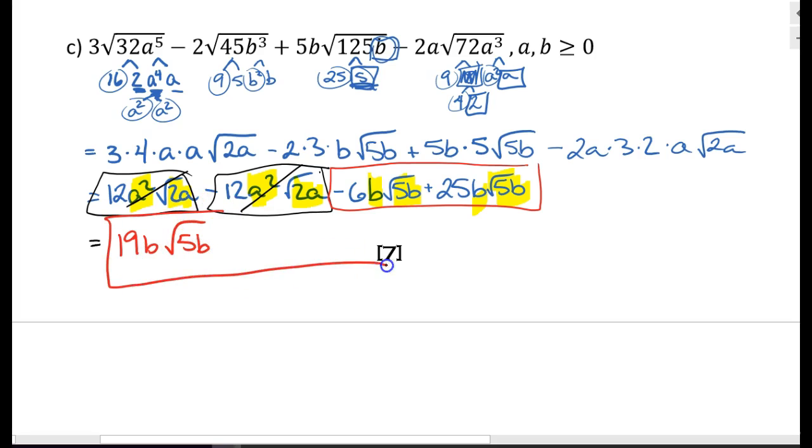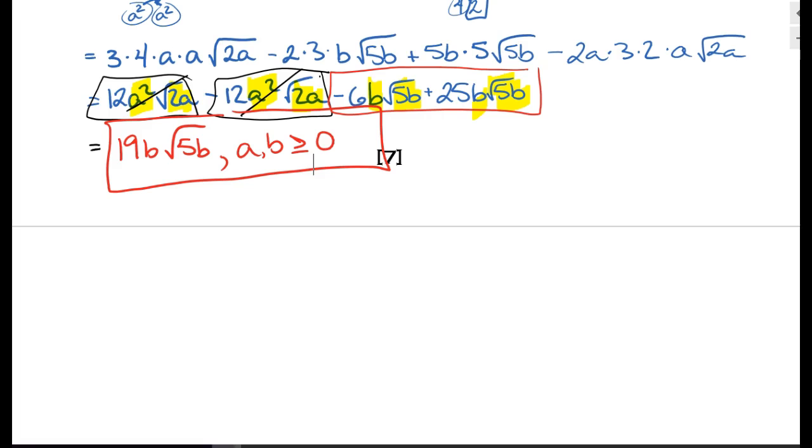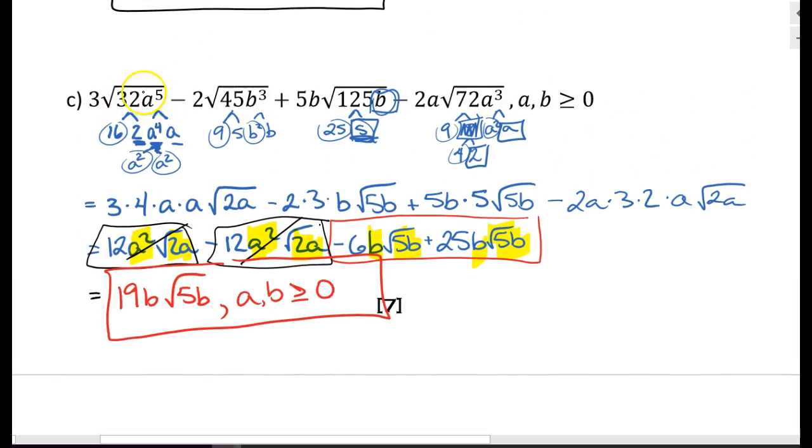And that will be my final answer, along with those restrictions of a and b needing to be greater than or equal to 0. So that's this lesson, short and sweet. Give some practice to all of these, especially the simplifying of your radicals and then looking for like terms. That's going to be your challenging part. Remember, if you have questions about prime factorizing, definitely ask, or you can Google prime factorizing, and I'm sure there's lots of videos out there.